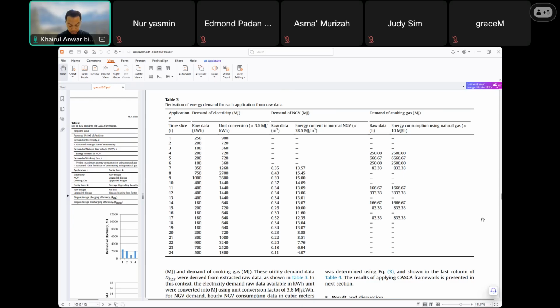Using equations 1 and 2, the total equivalent raw biogas demand LT was determined using equation 3 and shown in the last column of table 4. So table 3 here is the raw data, but the raw data need to be converted into megajoule, which is why you see different values in each column based on the application.